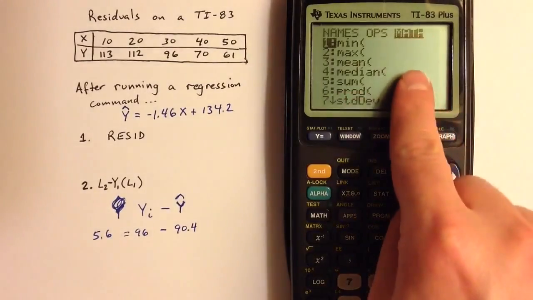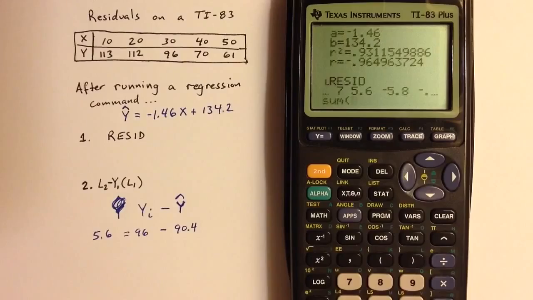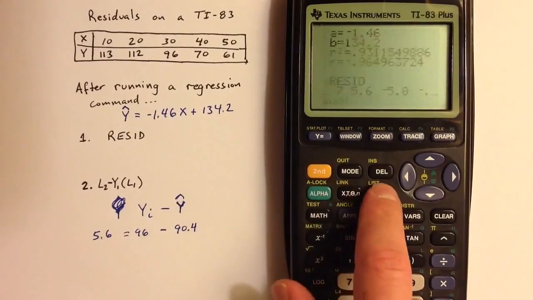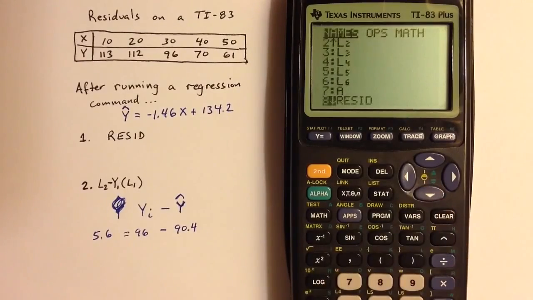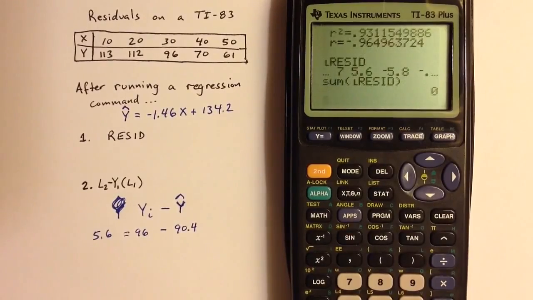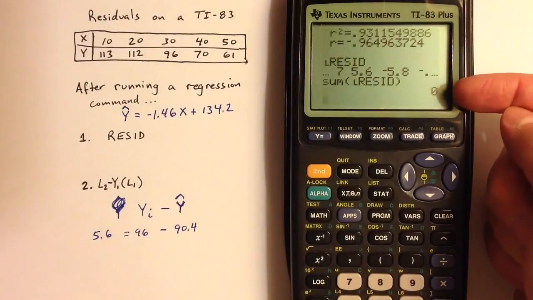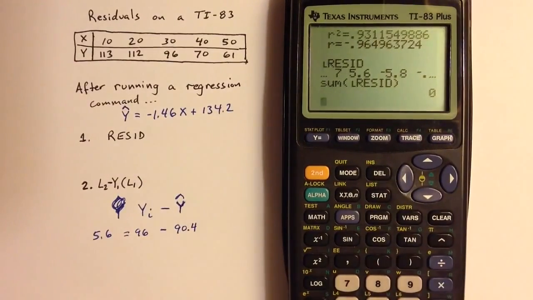So option 5 under the Math tab is the sum command, and so it'll add up all the values in a list. And then I could go back to the list and choose the residual list and add up all the values in that list. Now if I just add up the residuals, because of the way residuals are formed and because of the way the least squares regression line is formed, that's always going to be 0 because the residuals are sort of balanced above and below the line.